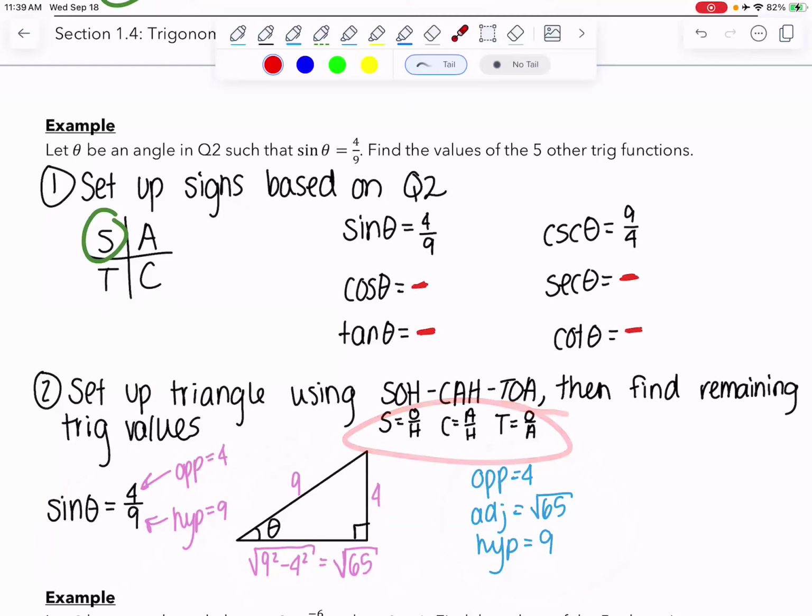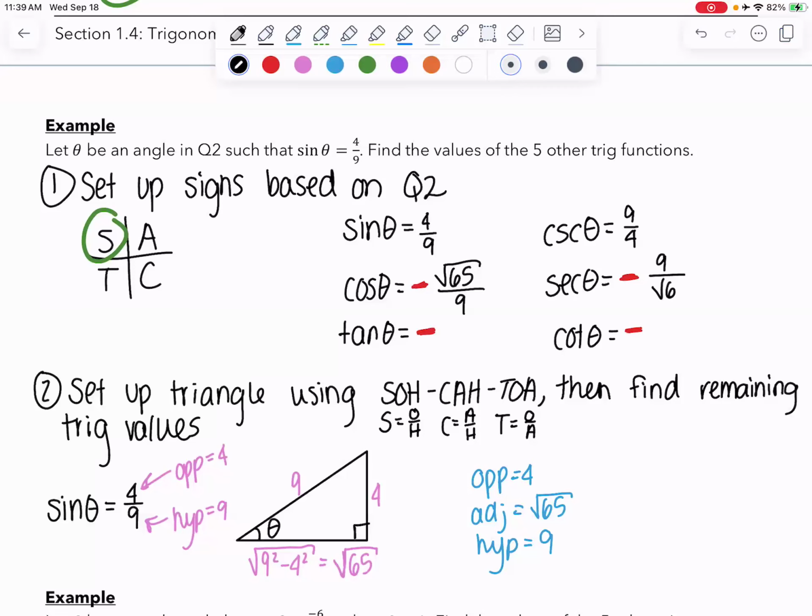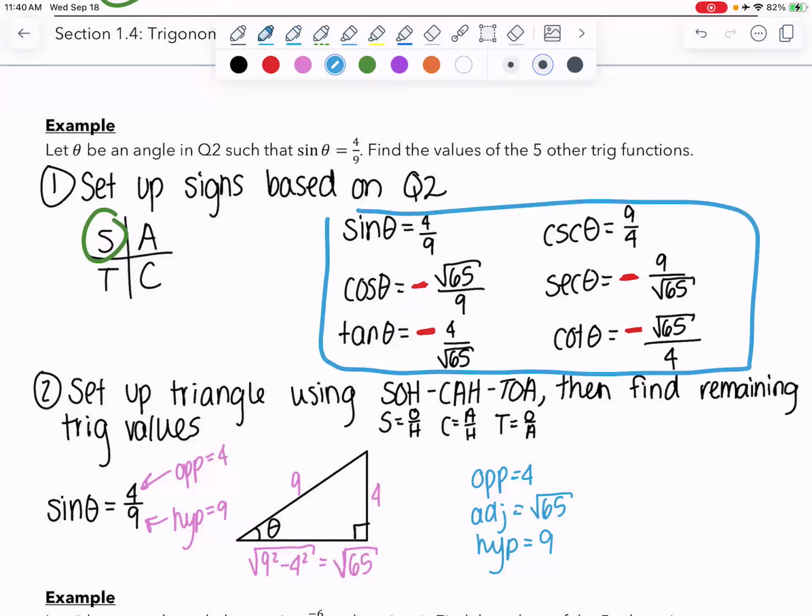All right, we have these values. Now we just use SOHCAHTOA. So cosine is adjacent, which is square root of 65, over hypotenuse, which is 9. And then I'll do the flipsy-flu for secant. So that'll be 9 over square root of 65. And the negative is already taken care of because we did that before. For tangent, that's opposite over adjacent. So opposite is 4. Adjacent is square root of 65. So we have 4 divided by square root of 65. And the flipsy-flu, square root of 65 divided by 4. Of course, with the negative signs in there. And those are our answers. That's it. Boom, wham, bam, thank you, ma'am.